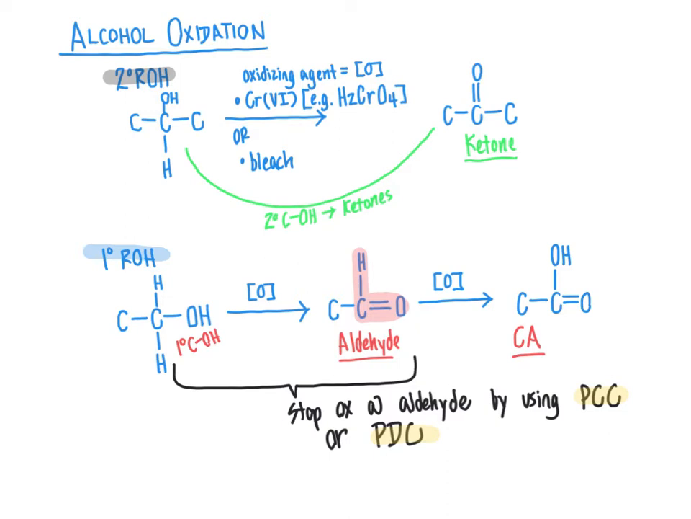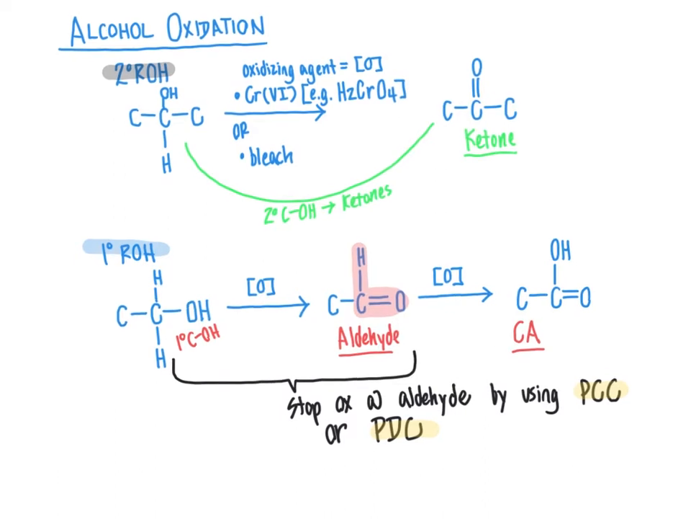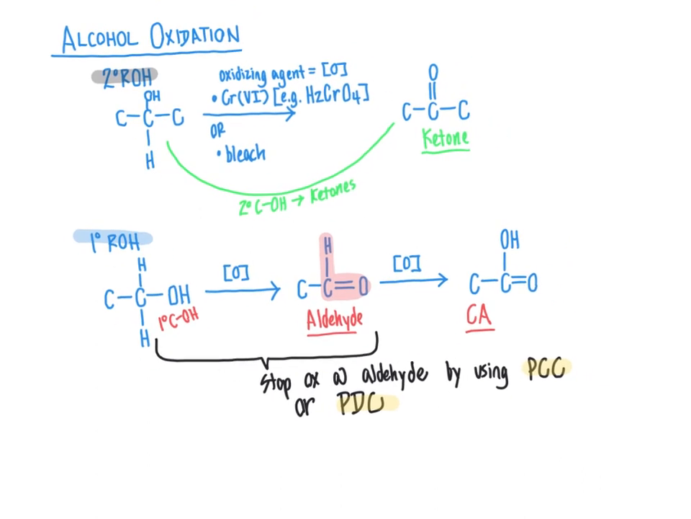So don't envision that you can just dump bleach into the reaction mixture of the primary alcohol and get an aldehyde out. Instead, reacting with bleach would carry on the oxidation all the way to the undesired carboxylic acid product. So we've done primary alcohols, we've done secondary alcohols. What about tertiary alcohols? Just to fill in the lineup here, what happens if we try to oxidize those?